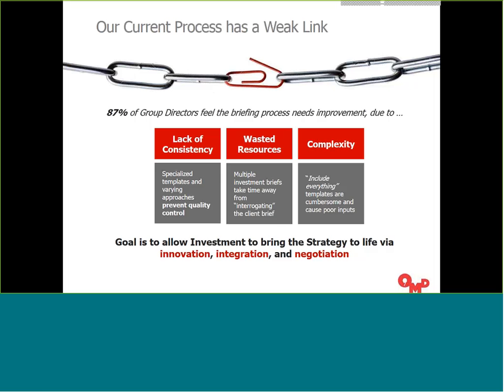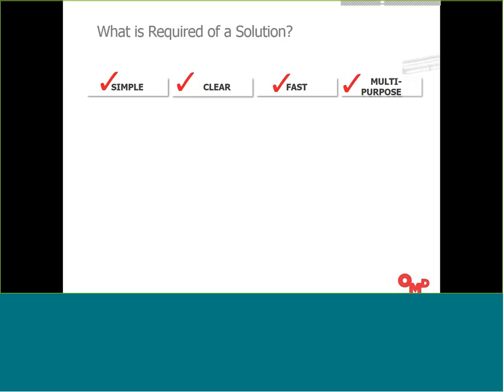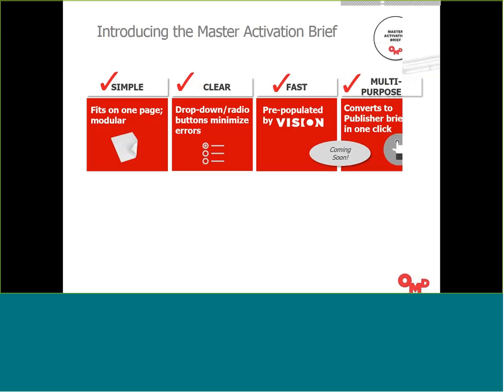All of which gets in the way of our goal, which is to allow investment to bring the strategy to life via innovation, integration, and negotiation. So what do we need in a solution? Well, it has to be simple, clear, fast, and multi-purpose. And as you can probably figure out from this call, the master activation brief accomplishes just that. It's as simple as you can get. It fits into one page, and there are also some modules, which we'll talk about shortly.